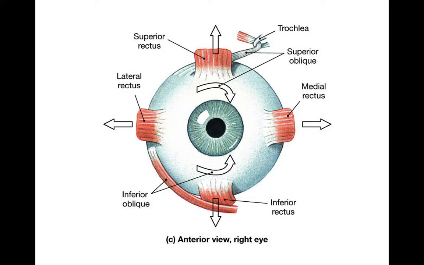We're going to start here with our events of vision. And again, you're going to want that special senses handout that was available to you in Blackboard. So the first thing we have to do in order to be able to see something is for our eye to move toward that object.